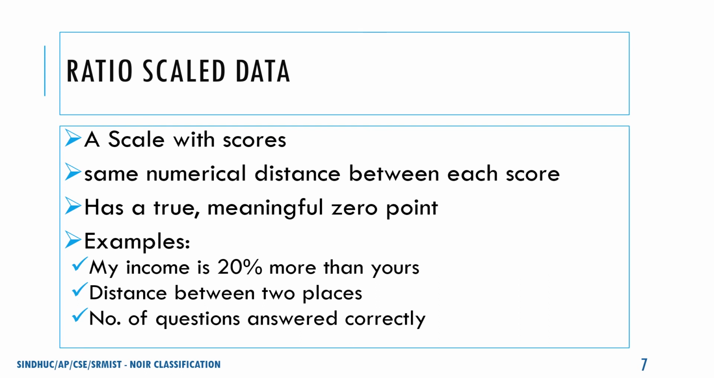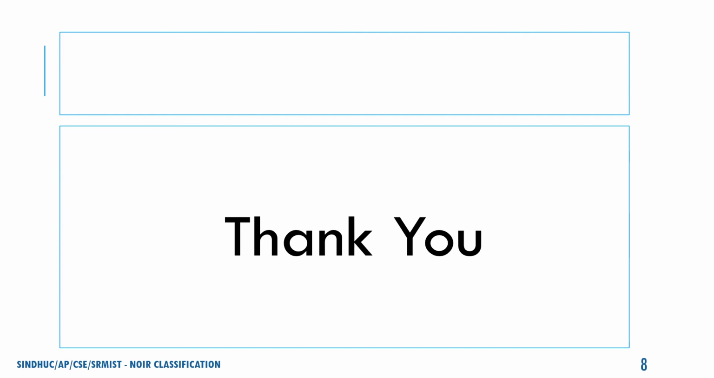So under NOIR classification, we have four types of data: nominal, ordinal, interval, and ratio scale. They can be qualitative and quantitative, something that is measurable, something that cannot be measured. With these, I can conclude that there are several things that can be measured and several other things that cannot be measured, and these four categories can help you measure data in a very proper way. Thank you.